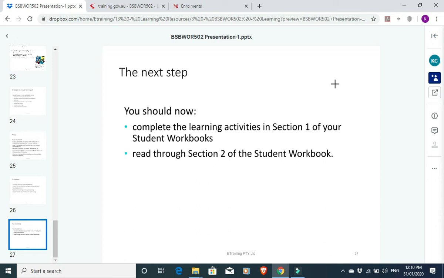What is our next step? Our next step is to do our learning activities. Our next step is to read our student workbooks. Our next step is to go back into this, refresh yourself, research more, and complete your student workbook.